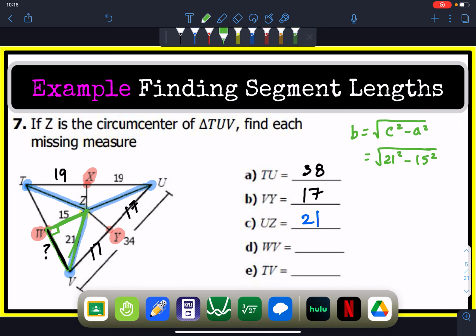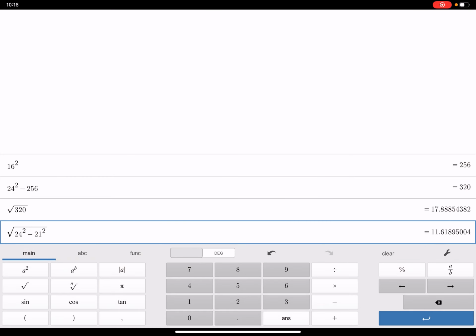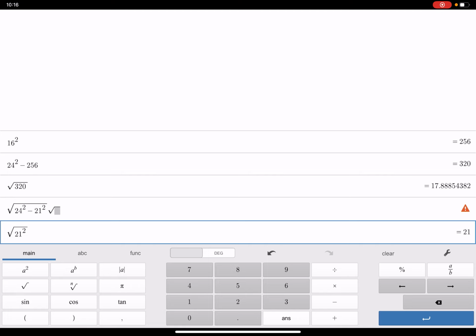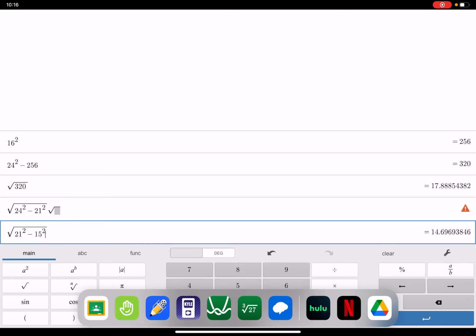So we'll need the use of a calculator here, so let me get some help here. So we have the square root. We're going to get 21 to the second power and we're going to subtract that by 15 to the second power, which approximates to 14.7.